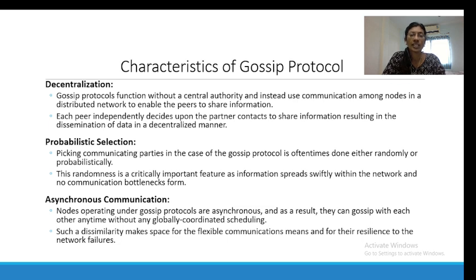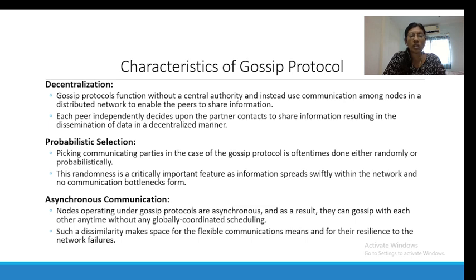Next, characteristics of gossip protocol. First characteristic is decentralization. Gossip protocols function without a central authority and instead use communication among nodes in a distributed network to enable the peers to share information. Each peer independently decides upon the partner it contacts to share information, resulting in dissemination of the data in a decentralized manner.